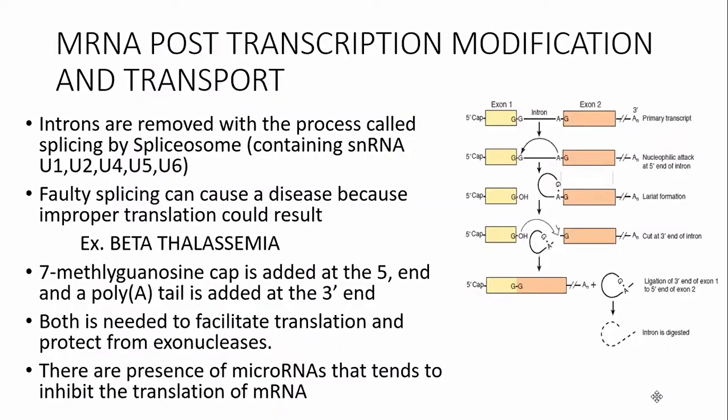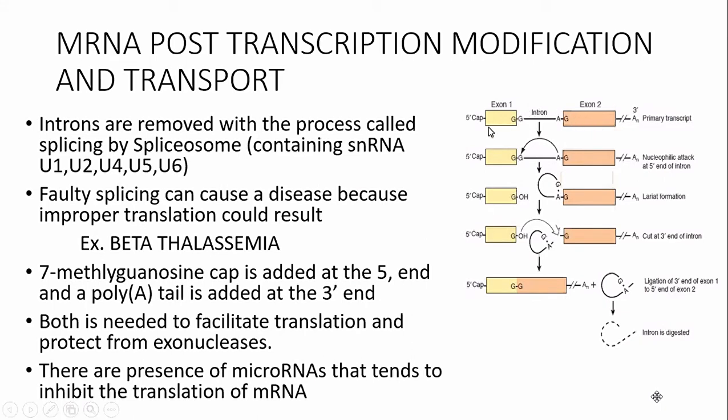After transcription, we are done with the transcription process. As I told you, there are really some useless parts in the initial mRNA transcript, the filler sequences. They are called introns. They are removed by a process called splicing by your spliceosome. Do you remember U1, U2, U4, U5, U6? The small nuclear RNAs are the ones that do splicing. They do the post-transcription modification of your mRNA by removing the introns.